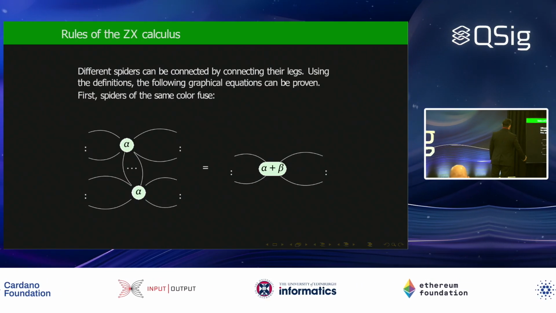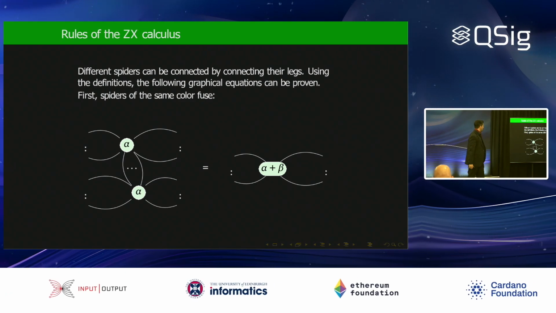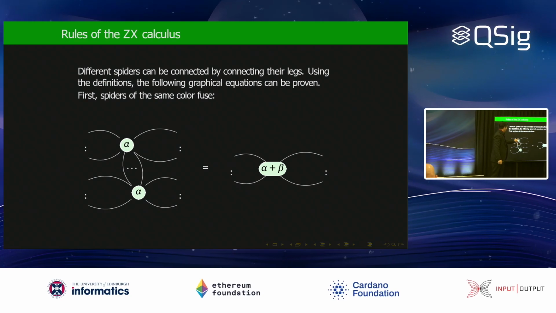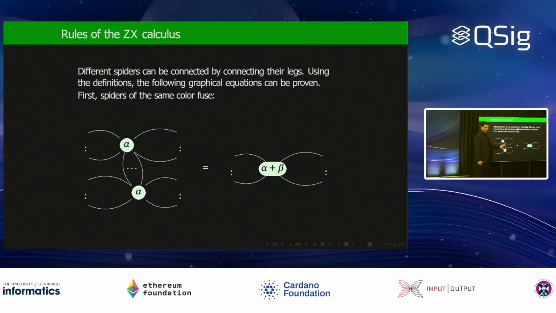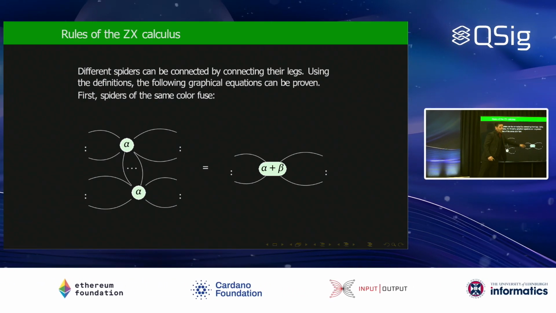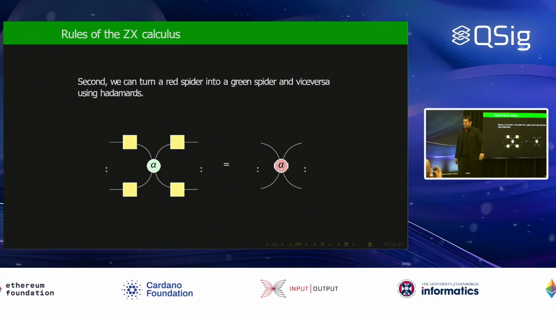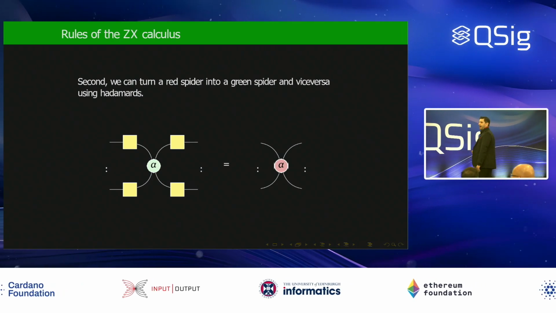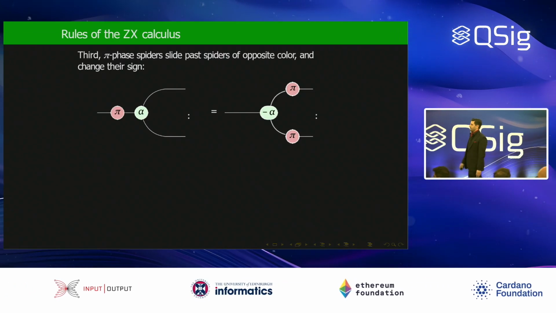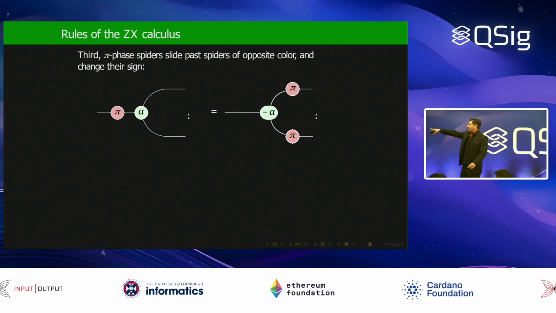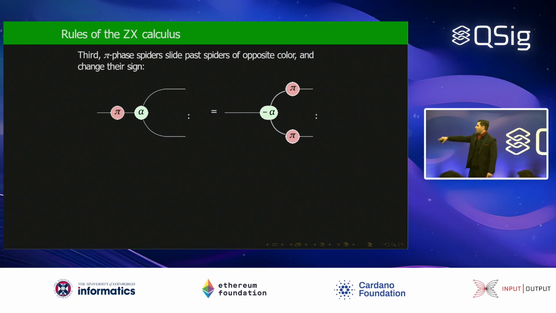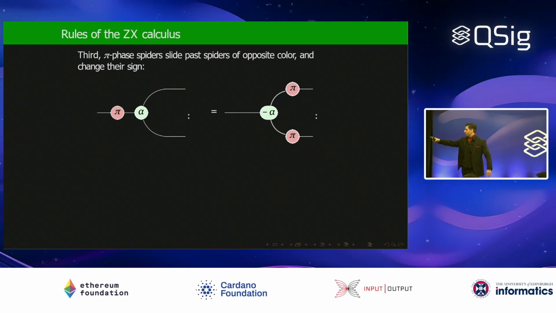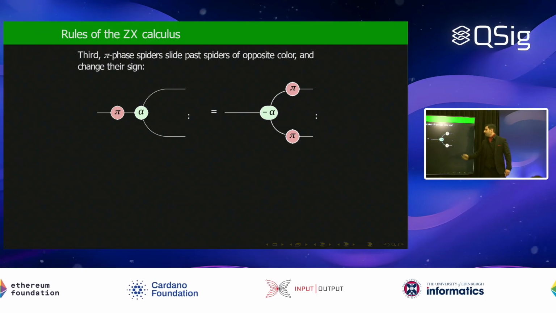Okay, so what are the rules of the ZX diagrams? The first rule is that the spiders fuse. This should be a beta here. But the idea is that if I have an alpha spider and a beta spider of the same color, I can fuse them and I sum the phases there. The second equation says that I can turn a red spider into a green spider by Hadamarding all the legs. This one says that if I have a pi phase of one color and an alpha phase of another color in this configuration, I can slide it through, and this thing here changes sign.